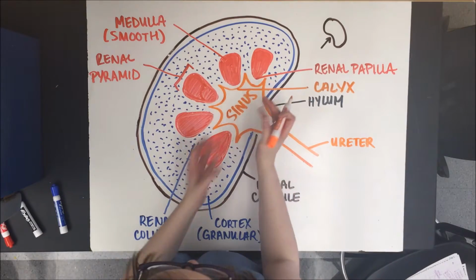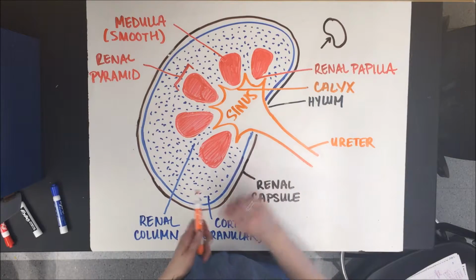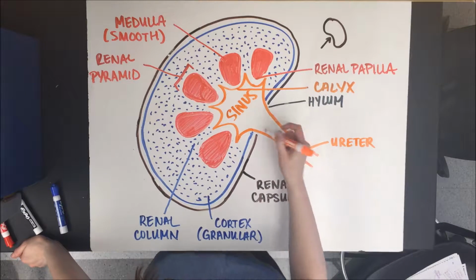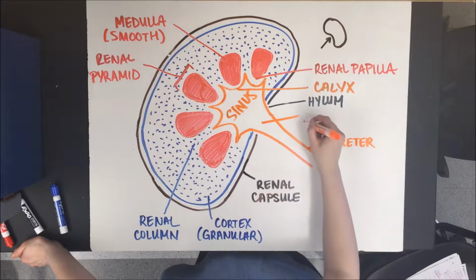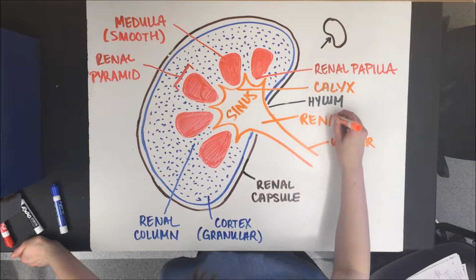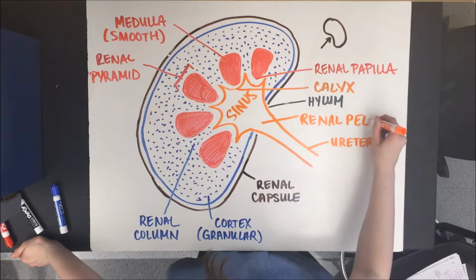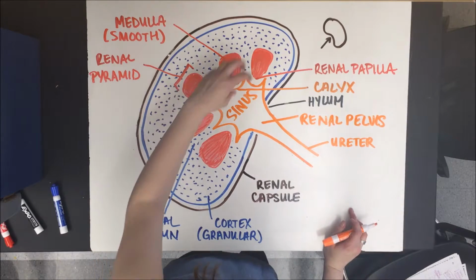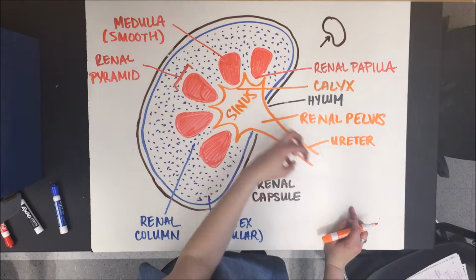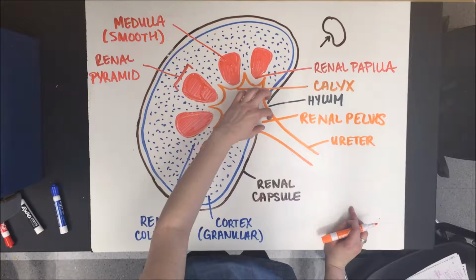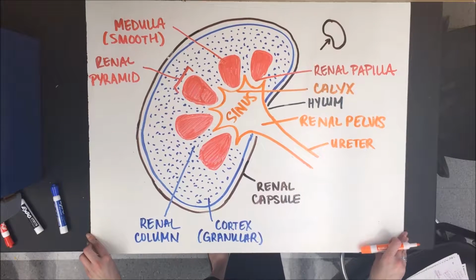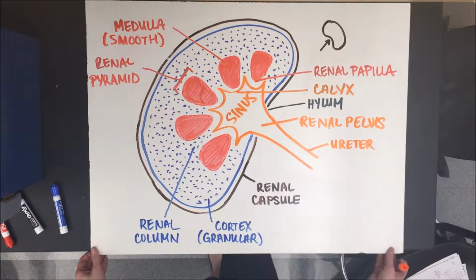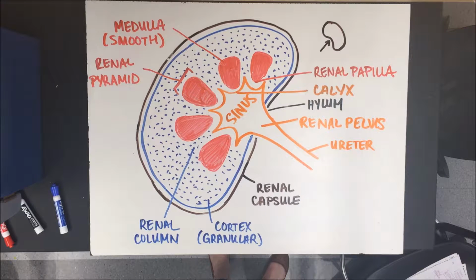So the sinus here is a cavity which is connected to the ureter, and in between the sinus and the ureter is this space here, kind of a funneling down into the ureter. That's known as the renal pelvis. So when the kidney produces urine, this is where it comes down through this space into the sinus, and then goes through the renal pelvis into the ureter. Through the ureter, it would go into your bladder, which could be excreted out of your body through your urethra. And that's how the urine is excreted out of your body as waste.